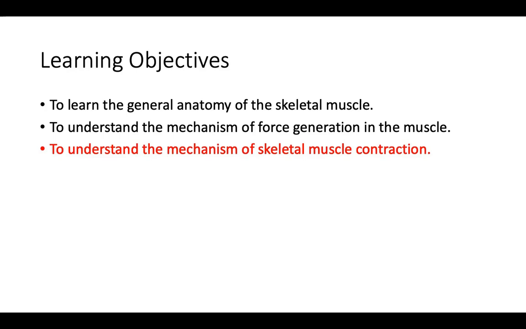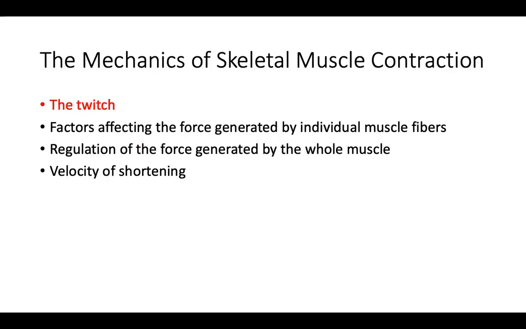What we're going to speak about now is force generation. How do those contractions lead to muscles generating force, right? Force to do work. So we'll speak about the twitch. We'll talk about factors that affect how much force an individual muscle fiber can generate. Then we'll talk about the regulation of force generation. And then at the very end, we'll speak about the velocity of shortening, how quick that muscle can contract.